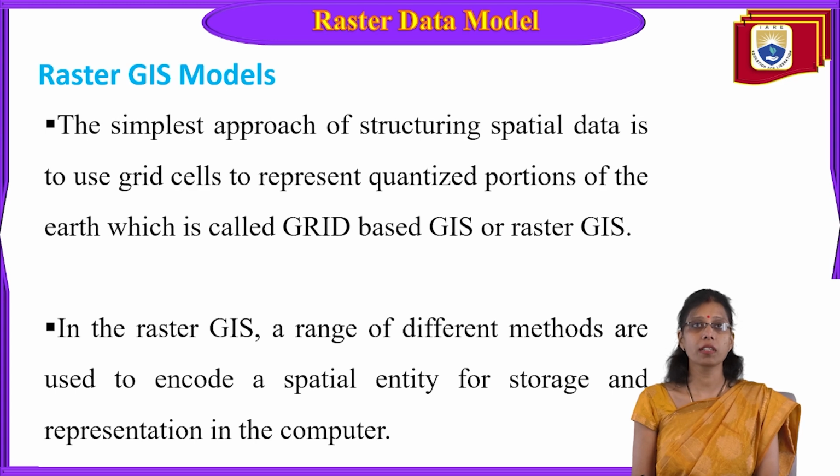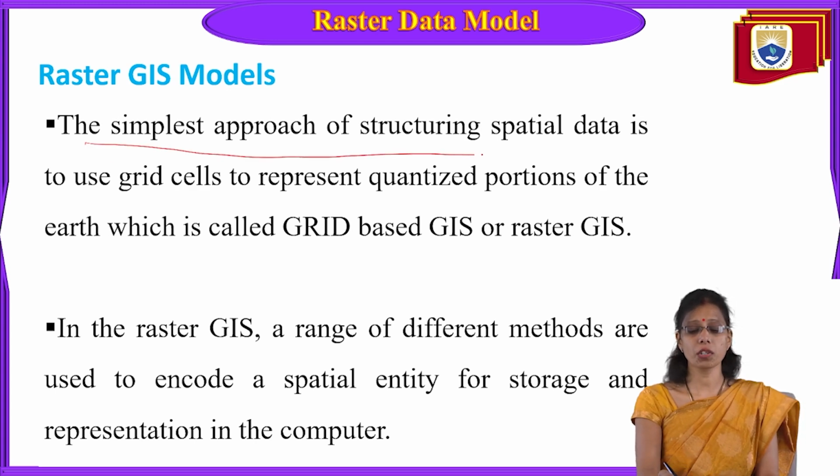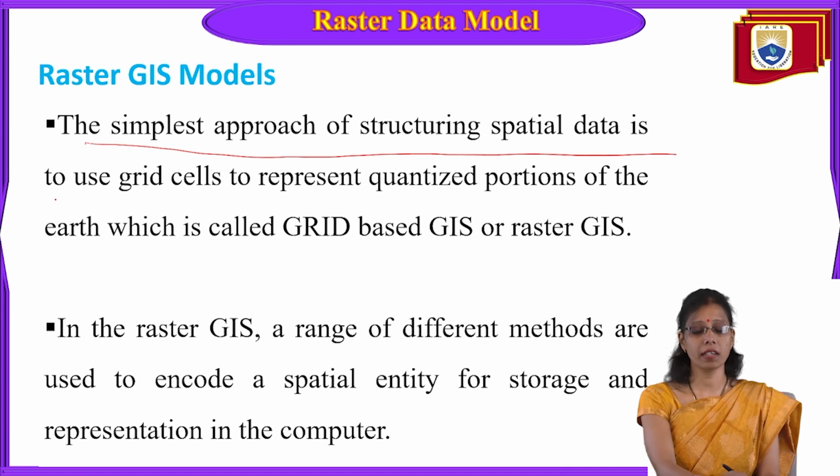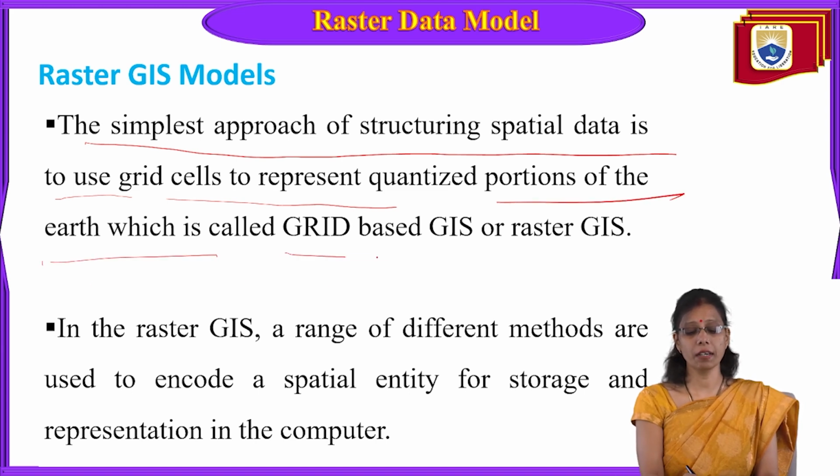So, the raster data model. The simplest approach of structuring spatial data is to use grid cells to represent quantized portions of the earth, which is called grid-based GIS or raster GIS. So it's a very simple approach to represent the data. In a simple method, you can just represent the data in the grid format, and it is converted to grid-based GIS or raster GIS.